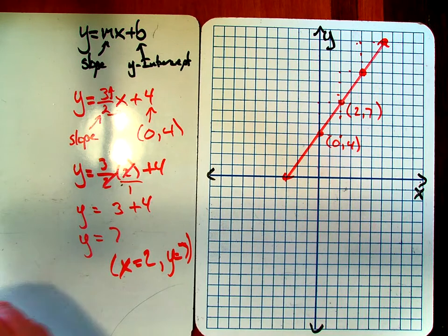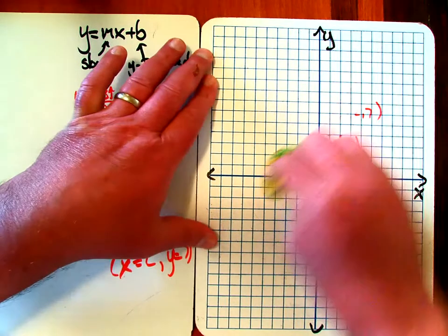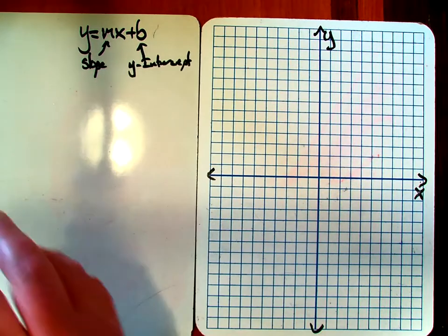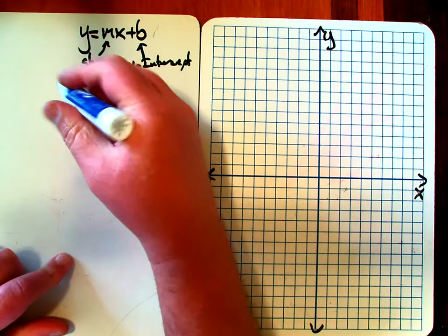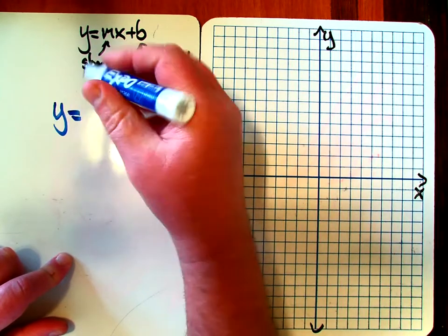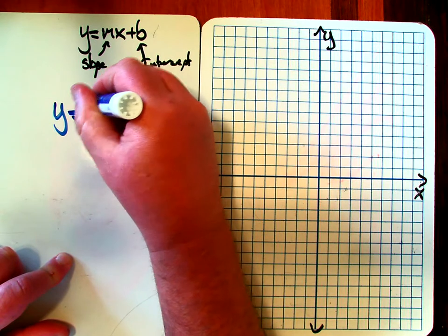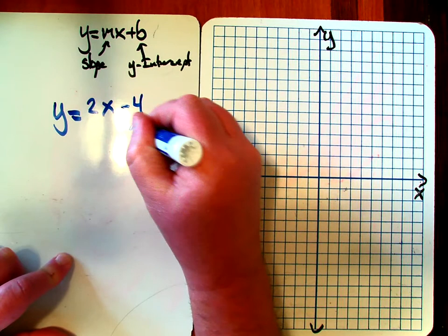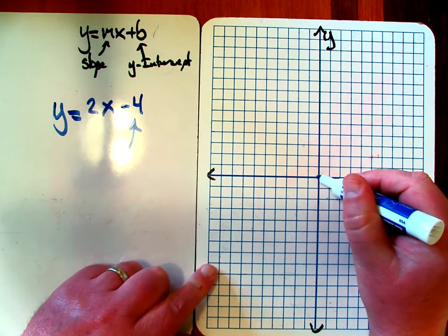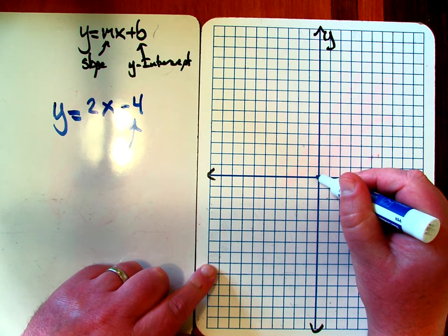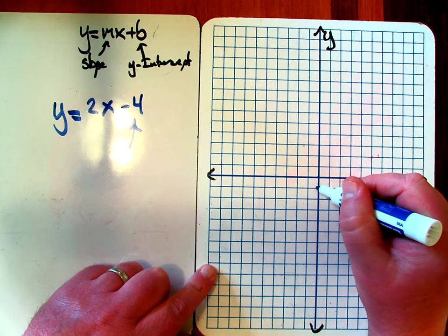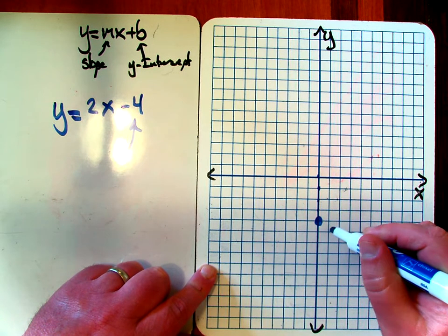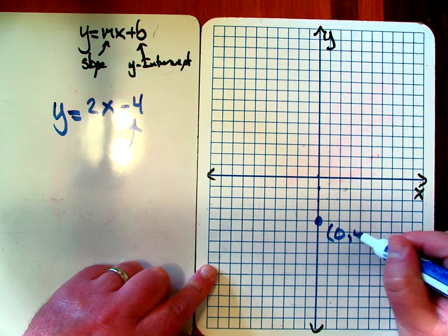I'm going to do another one. I'm going to do a quick erase, and I'll do the next one in a happy blue. In this one, y equals 2x minus 4. Well, my y-intercept is negative 4. So again, I go to the origin, 0, 0, and I go down 4, so y is negative 1, 2, 3, 4. The coordinate x is 0, y is negative 4 is on this line.